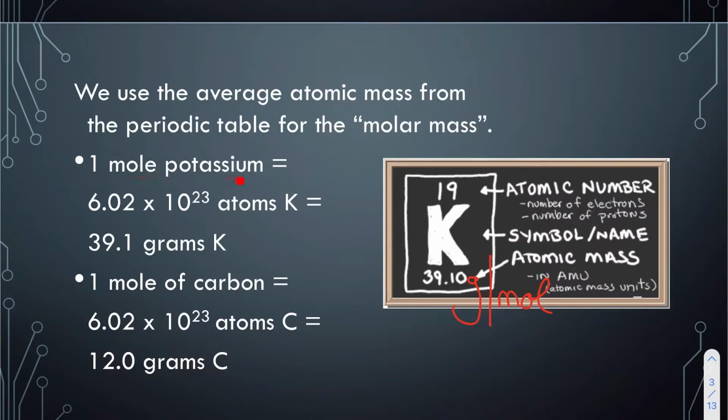So 1 mole of potassium, seen here, contains 6.02 times 10 to the 23rd atoms, and it has a mass of 39.1 grams. 1 mole of carbon, again, contains 6.02 times 10 to the 23rd atoms of carbon and has a mass of 12 grams.